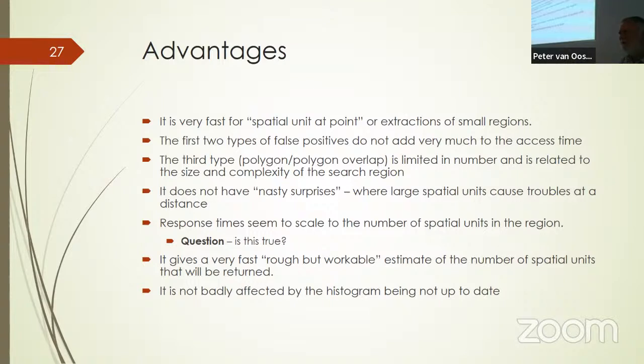And it does this very fast, a rough but workable estimate of the number of spatial units you're going to get. It won't be right, but it'll be within a factor of about 10. So you can say to your user, this is going to take a while, do you want to continue? Or this is going to take a long while, do you want to continue? You can make the decision at that level. And then you can put them onto a lower priority as well. And it's also surprisingly not badly affected by the histogram being out of date.